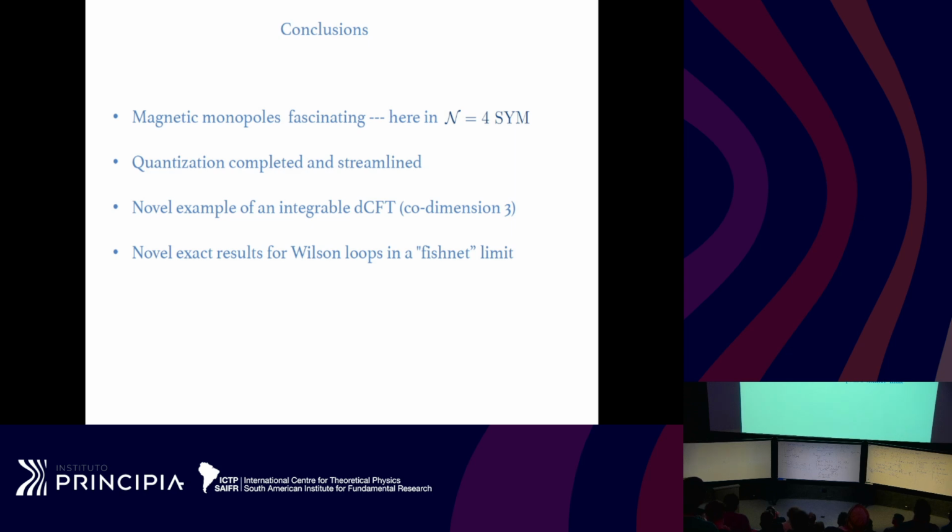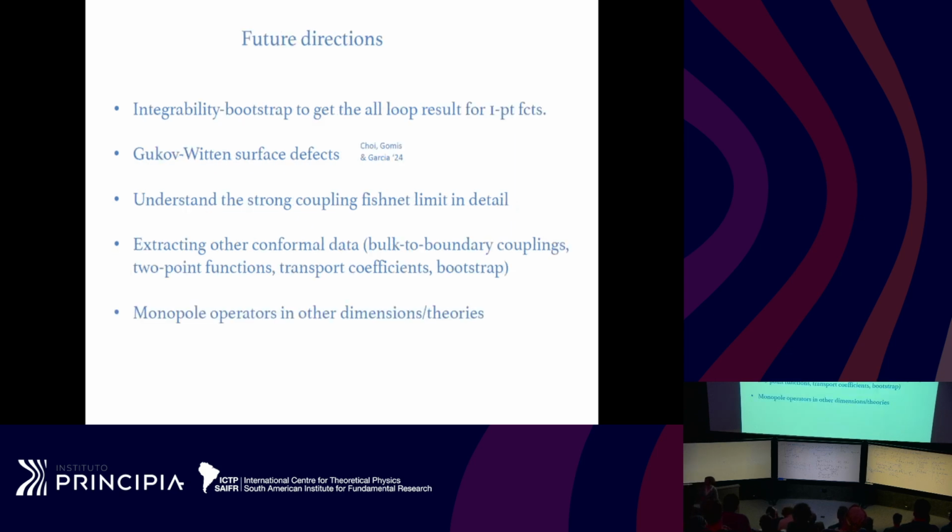Okay, let me finish here and put the conclusions. Magnetic monopoles are fascinating. We have completed and streamlined their quantization, and thereby provide a novel example of an integrable defect CFT of codimension 3, and provided novel exact results for Wilson loops in a fishnet limit. And let me leave this slide. Okay, thank you.